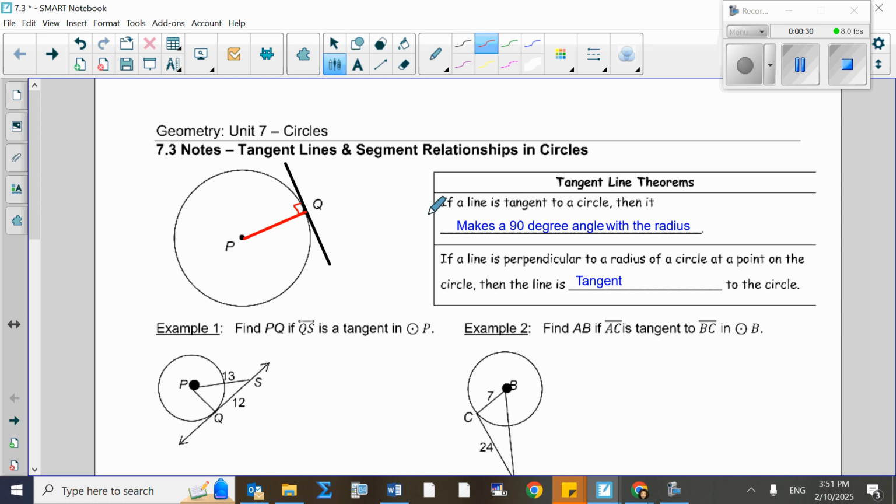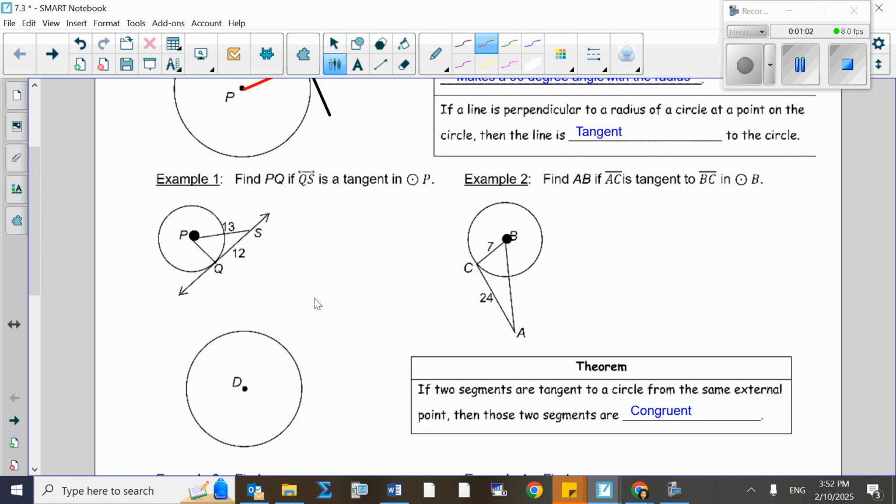So you can say if a line is tangent to a circle, then it makes a 90-degree angle with the radius. The other way of this statement is also true. That means if a line is perpendicular to the radius at the point on the circle, then the line is tangent. So if you see there is a line here and it's perpendicular to a radius, that means it's touching the circle at this point and it's a tangent line. Okay, so we're going to use the same idea to solve some of these problems.